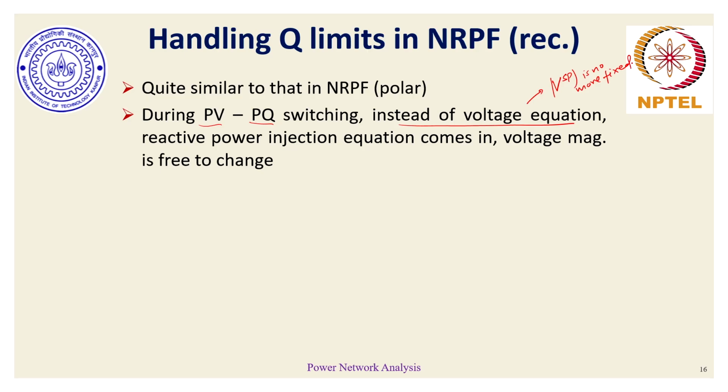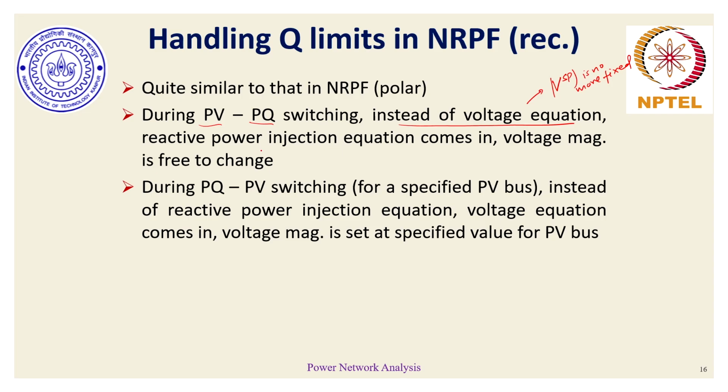So voltage now becomes free. The voltage equation is now frozen out, and the reactive power injection equation with new reset values of Qg comes in. So voltage magnitude is free to change for PV to PQ switching. For PQ to PV switching for a specified PV bus, instead of the reactive power injection equation, the voltage equation would come in and voltage magnitude is now a fixed value.